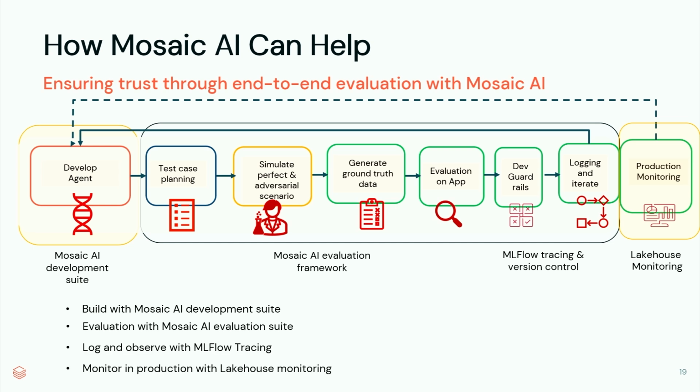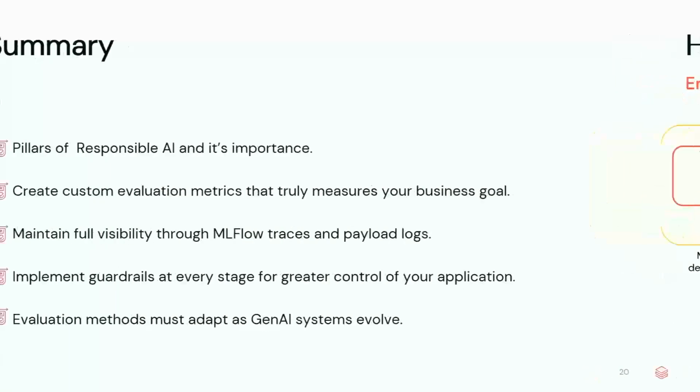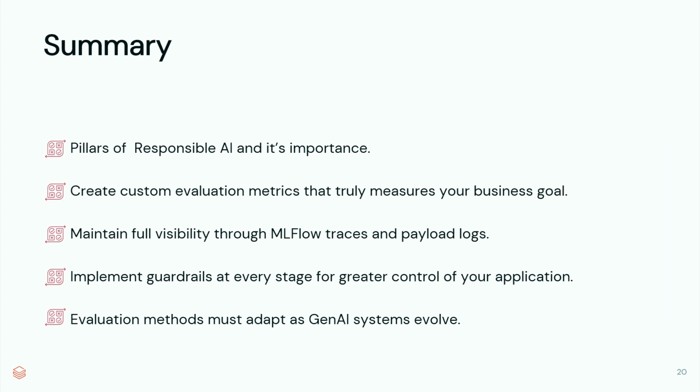Now, I want to conclude my talk by saying that we have understood a lot of different things. The first thing is we have gone through the different pillars of responsible AI. We understood what is important and how we need to think a little bit differently when we are building and evaluating agentic applications, why custom metrics are important and how we can build them. Visibility, observability, and trace are prime if we want to implement this in a proper manner. And then guardrail implementation goes quite hand in hand.